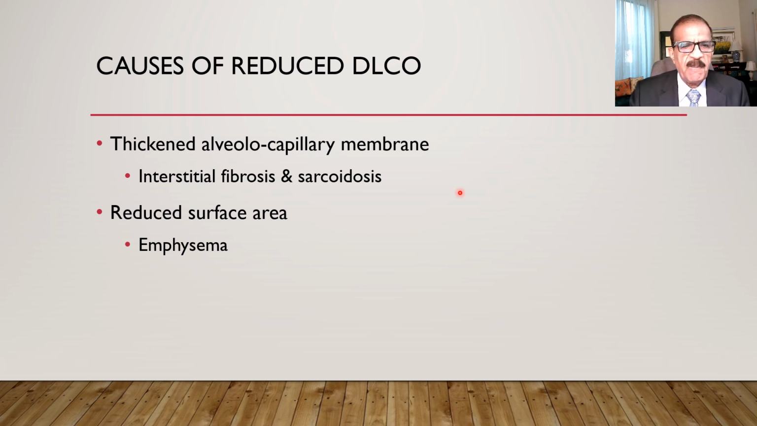Since diffusing capacity is a function of surface area, that means in emphysema you can expect DLCO to be reduced. Emphysema has both components, obstruction as well as restriction, so it will have all the abnormalities we expect in obstructive airway disease, and it will also have reduced DLCO. DLCO, for example, in asthma may not be affected. In chronic bronchitis also DLCO may be normal.